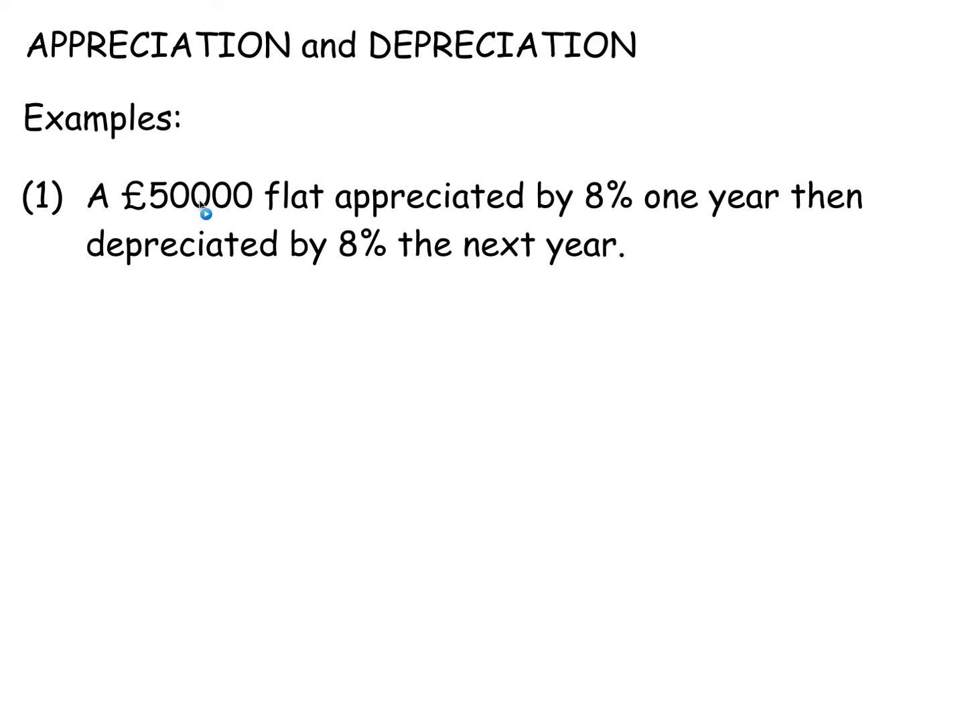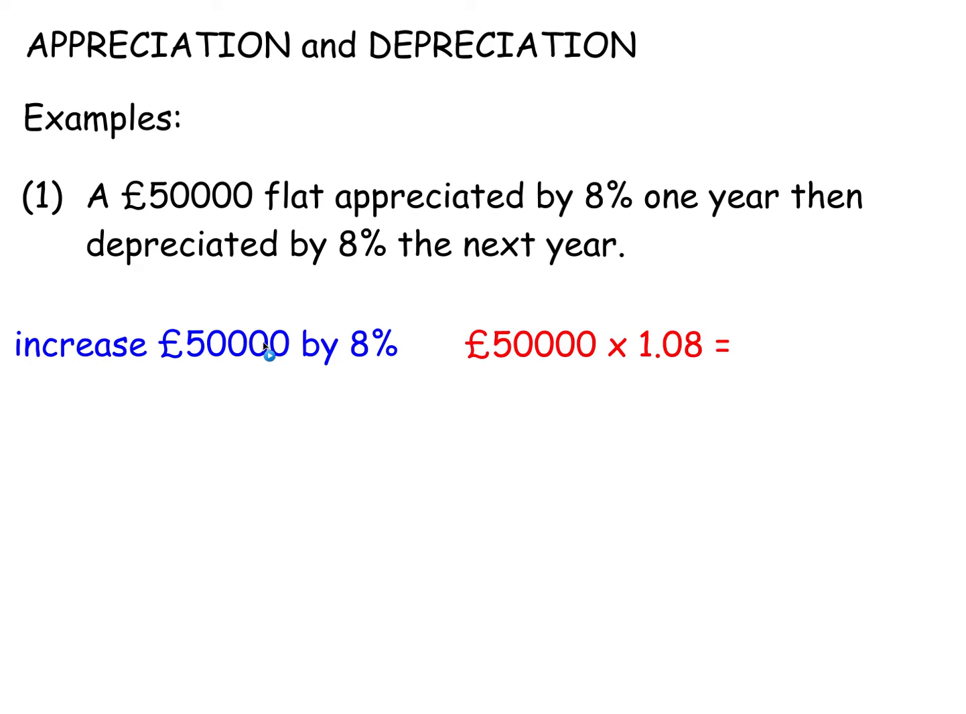Suppose you've got a £50,000 flat and it goes up by 8% in value. So you'd find 8% and add it on. But there's a quick way to do it, and that's simply multiplying by 1.08. That adds on 8%. The next year, it falls in value by 8%. So if you multiply by 0.92, that brings the value down by 8%. So to increase by 8%, multiply by 1.08. It's now worth 54,000.